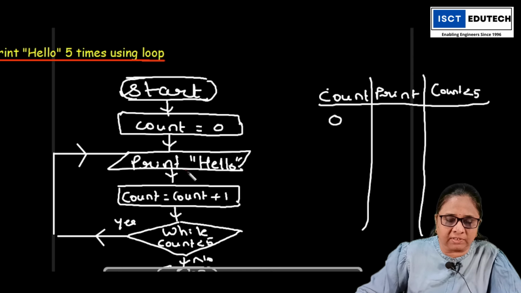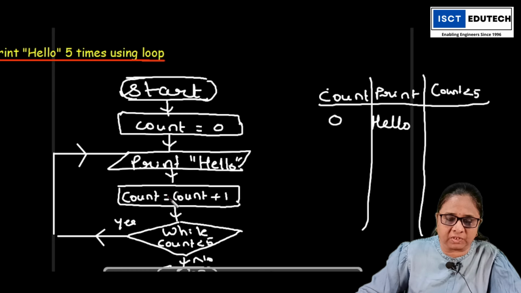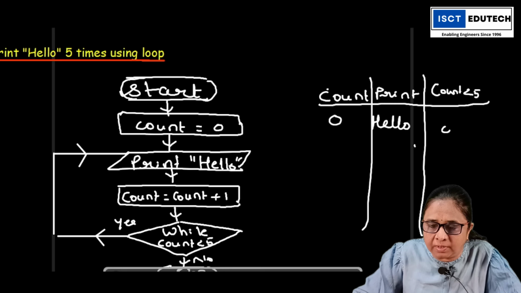Second step, what is the task we are doing? We are saying print hello. So hello is now printed on the screen. The next step is count is equal to count plus 1. How much does count become? Count is 0 plus 1, which becomes 1.